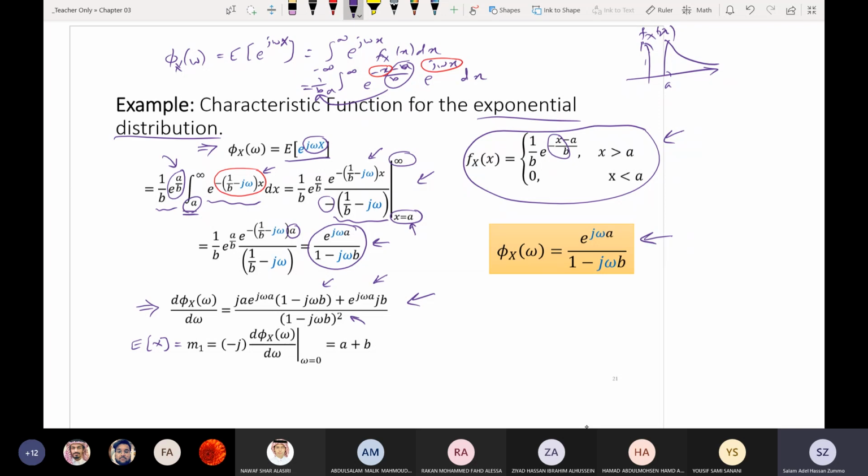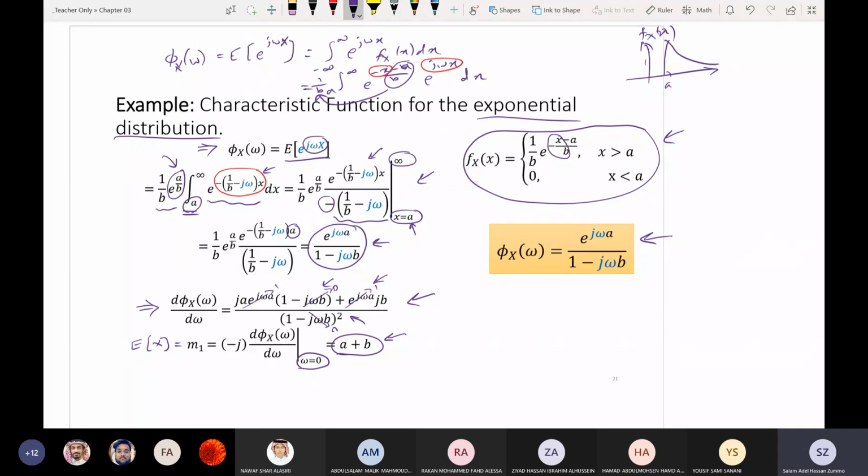Now if we replace omega with 0, anything that is omega we get as either 0 or 1. Okay, this is 1 and this is 0. And we get basically a plus b. And we know before, when we integrated by parts, that this is basically the average of the exponential.